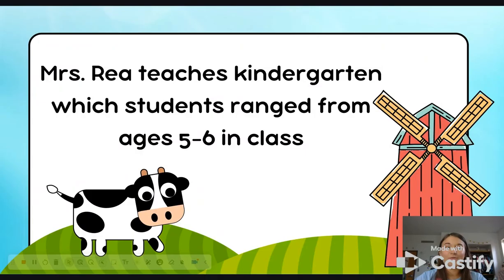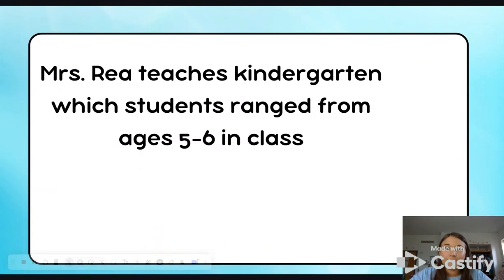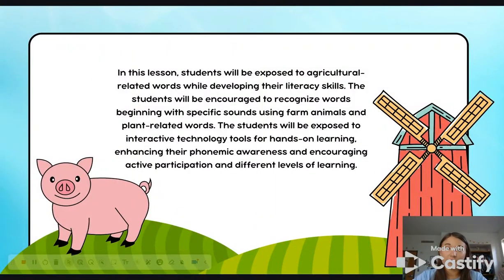So she teaches kindergarten, which is a range of 5 to 6 in the class. So in the lesson, the students will be exposed to agriculture-related words while developing their literacy skills. I tried to add in a little bit of agriculture because I am agriculture education, but I also wanted to focus on what she focused on, which was phonics. The students will be encouraged to recognize words beginning with specific sounds using farm animals and plant-related words. And the students will be exposed to interactive technology tools for hands-on learning, enhancing their phonics awareness and encouraging active participation with different levels of learning.